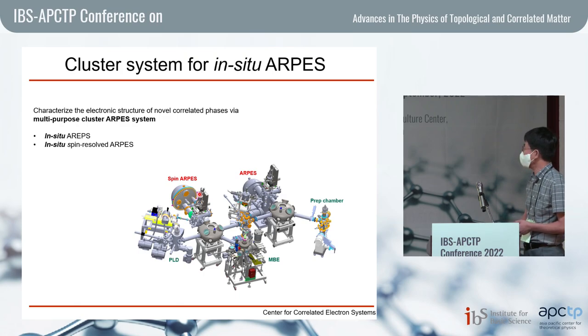Here I show you how the system looks schematically. I have two ARPES systems. One of them has a spin detector. I also have PLD for oxide thin films and MBE for chalcogenide thin films. And here is a prep chamber. And once I grow films or some system, I don't have to pull out the sample to do ARPES. All these samples are transferred in vacuum without ever being exposed to the air. And they are transferred to ARPES systems, and ARPES or spin ARPES data are taken in these chambers.